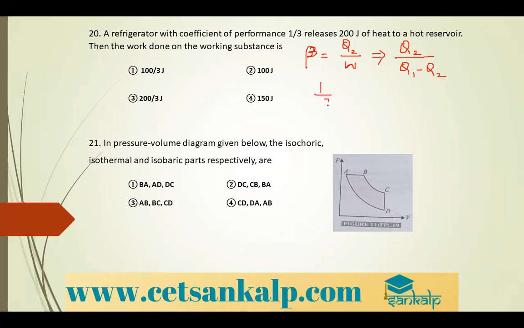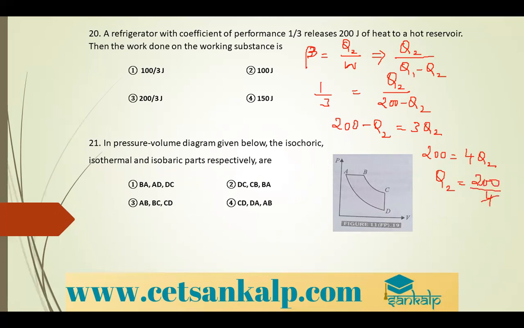So 1 by 3 is equal to Q2 divided by Q1, which is 200, minus Q2. Cross multiplying, 200 minus Q2 is equal to 3Q2, so 200 is equal to 4Q2. So Q2 is equal to 200 divided by 4, which is 50 joules, right, that is Q2. Now they have asked me to find W, the work done.